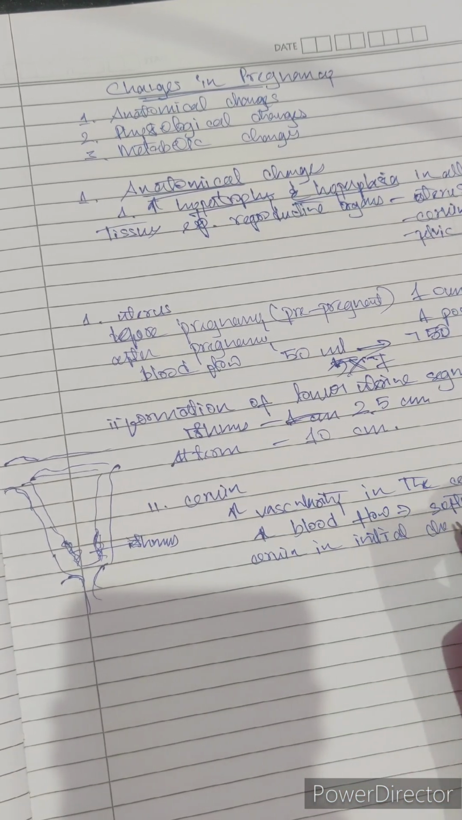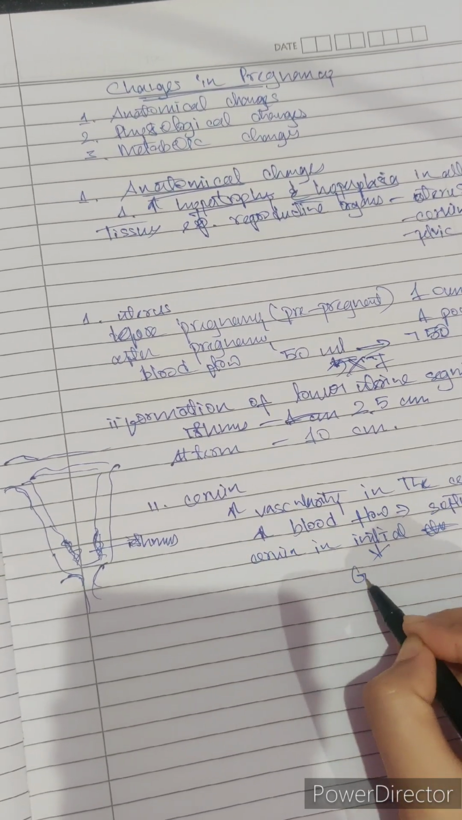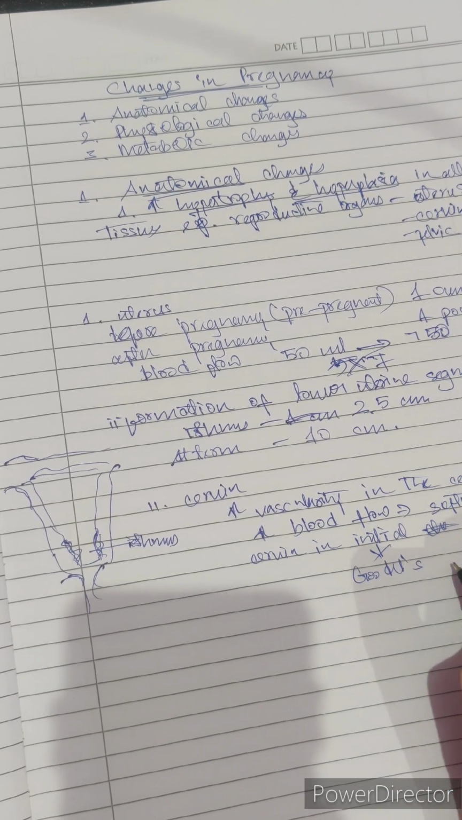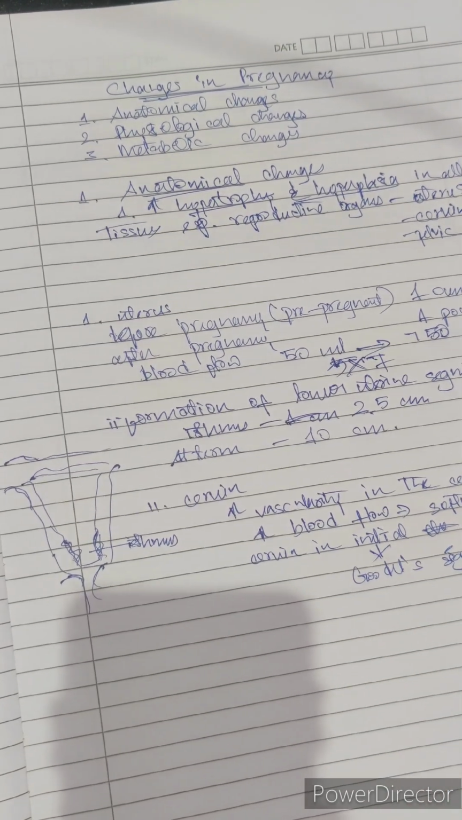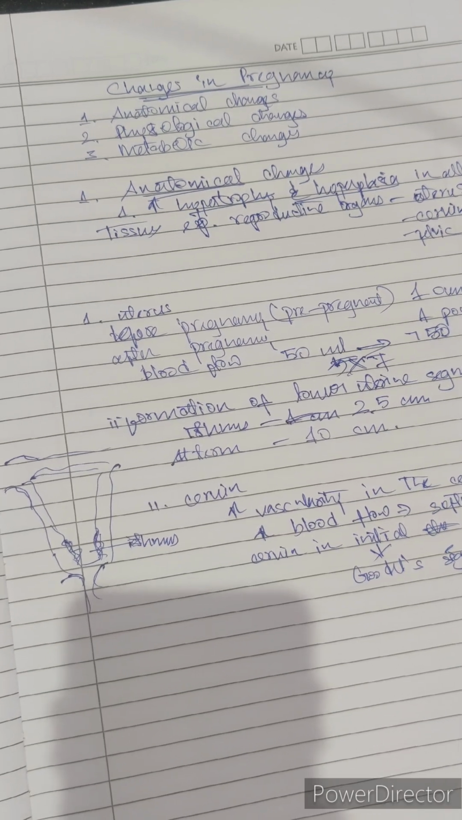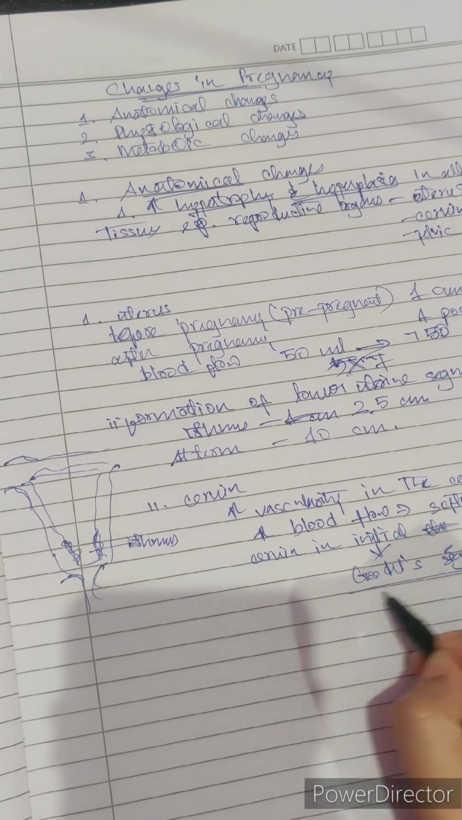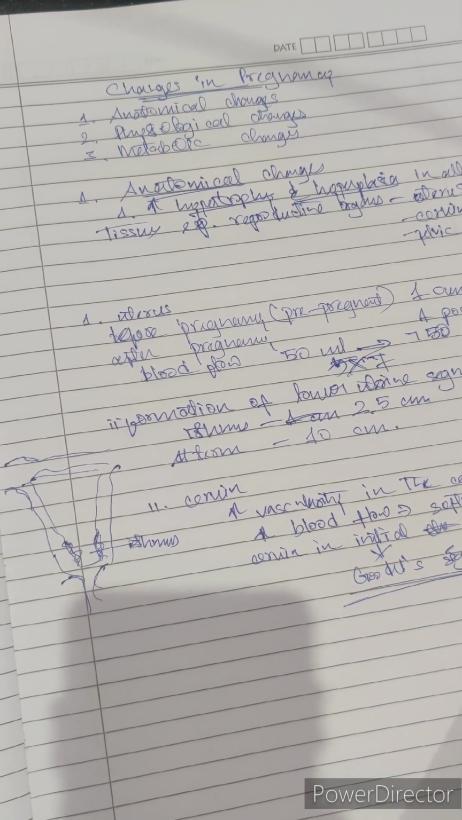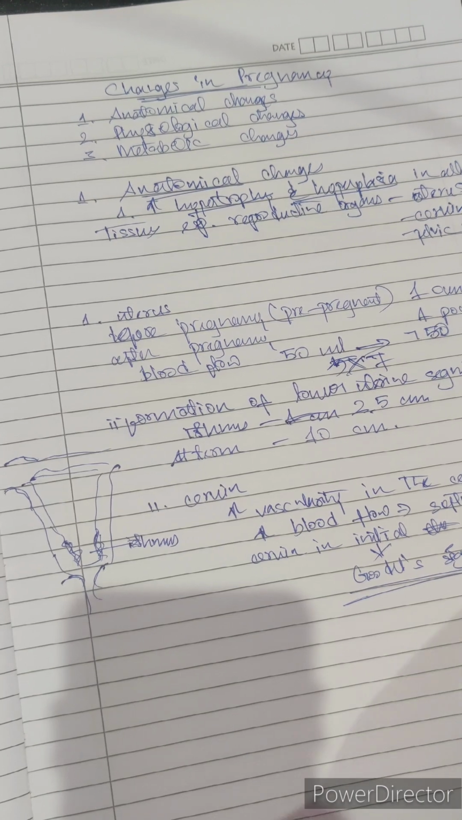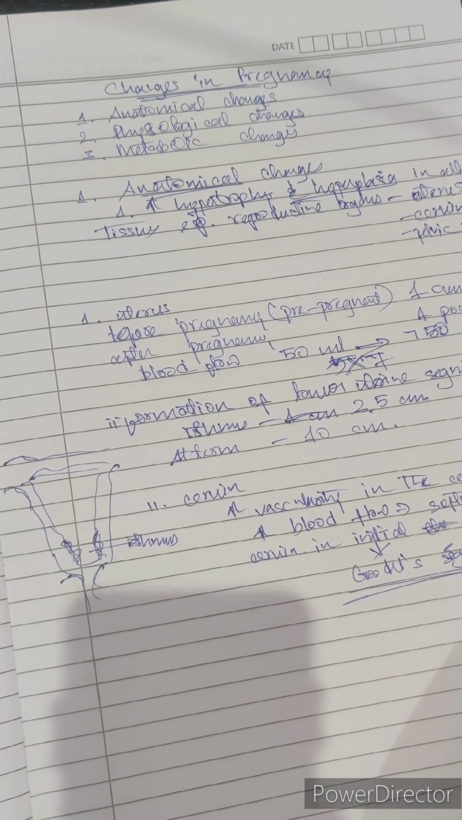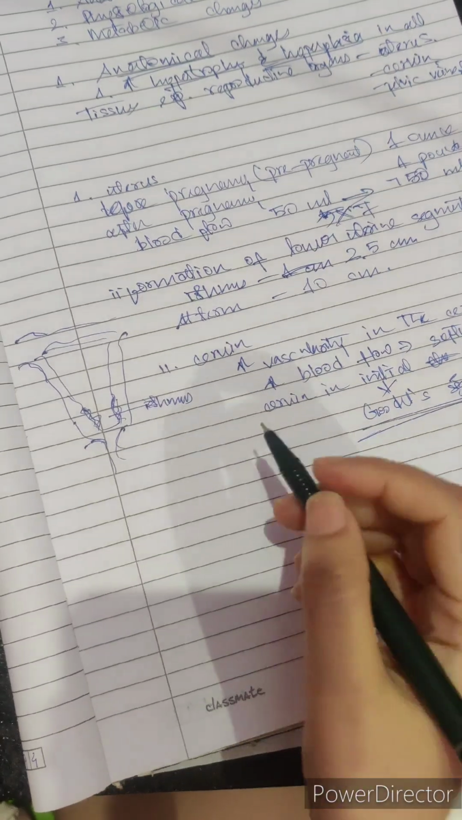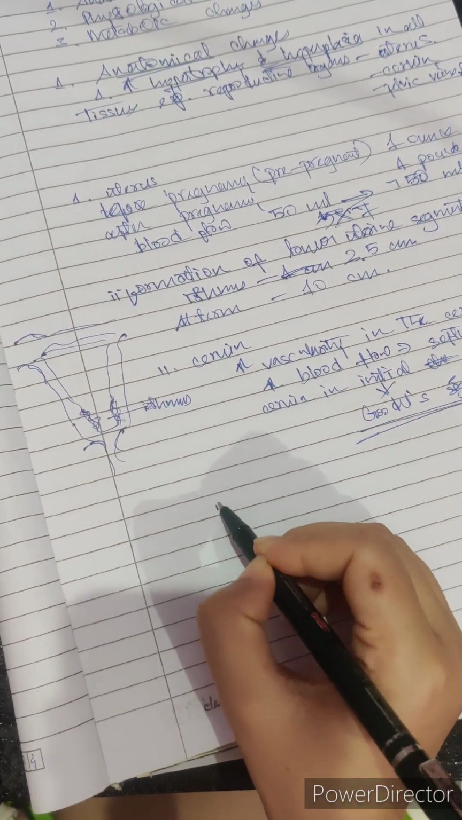In the initial stages of pregnancy, this is also known as the Goodell sign. If you have studied the changes in pregnancy, or the signs and symptoms seen in the first trimester, then you would know what the Goodell sign is. Goodell sign is the softness or the pinkish color of the cervix during the initial stages of pregnancy.